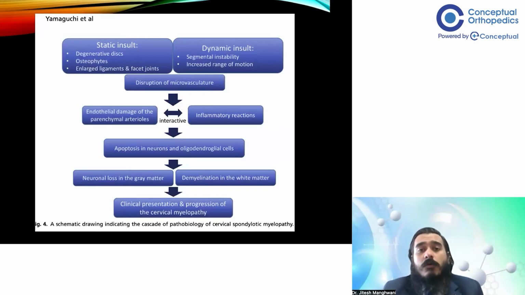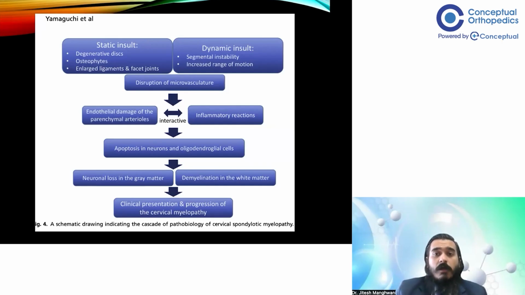Whenever we talk about the etiology of compression, there are different insults that might happen, that is the static insult or the dynamic insult. What do we mean by this? For example, the patient has a herniated disc. That herniated disc is a static thing, so it will come under the static causes. Osteophytes, again, are coming out and are just going to be present there. Enlarged ligaments and the facet joints are also static causes.